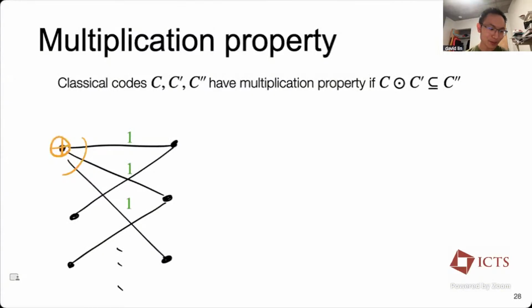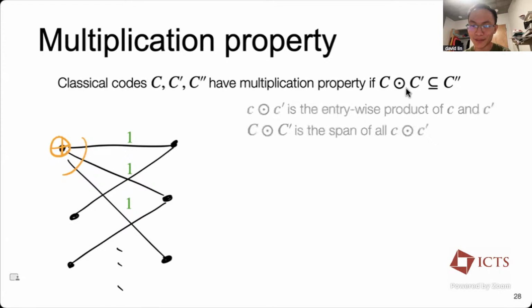Before going to the quantum case, let me quickly remind you of the situation for classical codes. For classical codes C, C prime and C double prime, we'll say that they have a multiplication property if C dot C prime is inside C double prime. What I mean by this dot is an entry-wise product. C and C prime have the same length, and you can just multiply their entries directly. As a code, you would take the span of all the possible dots between C and C prime.